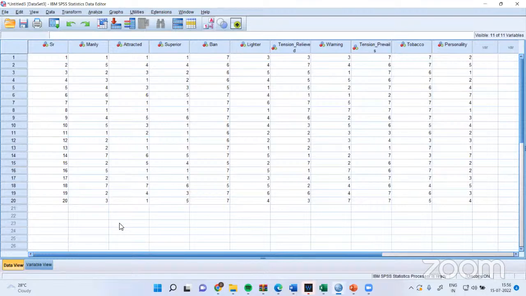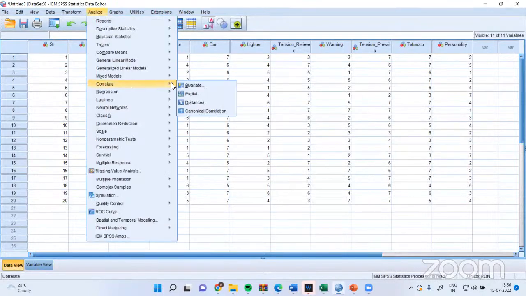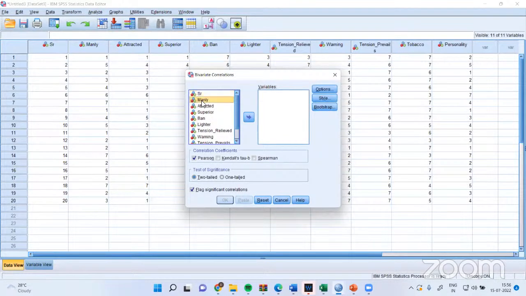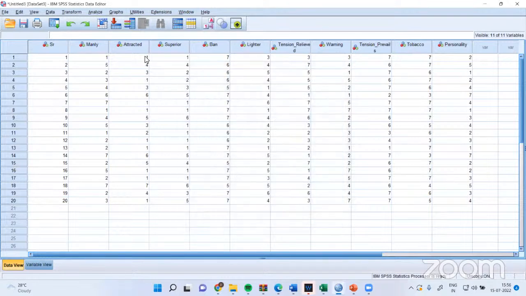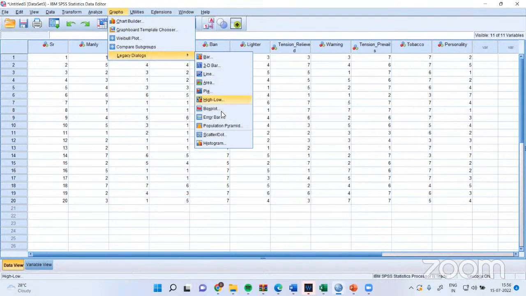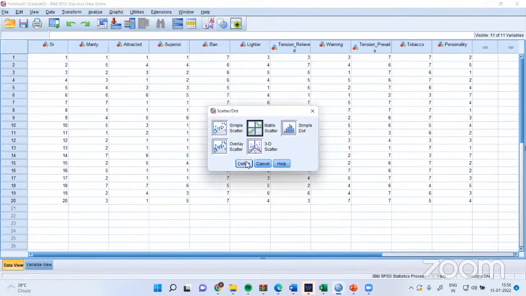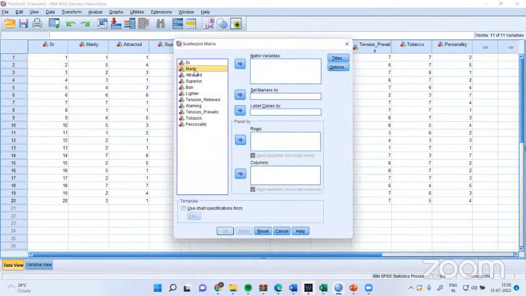Now, before running this analysis, let us have a rough idea of how factor analysis works. Factor analysis is just a few clicks, but let us understand the philosophy of how it works. Okay, go to Analyze, Correlate, Bivariate, and drop all other variables. Just a minute, don't do that. You only see here Legacy Dialogs, Scatter Plot, Matrix, Define. I'll pick these variables here and let me see.